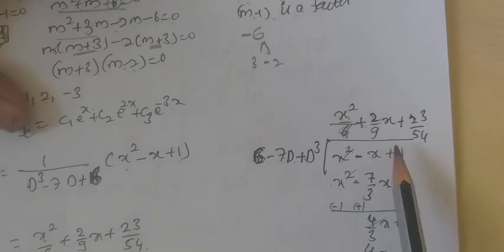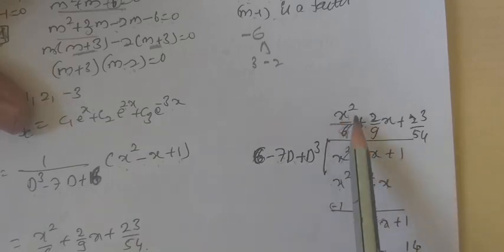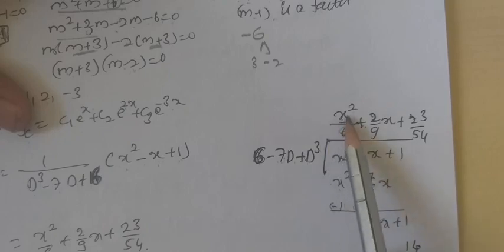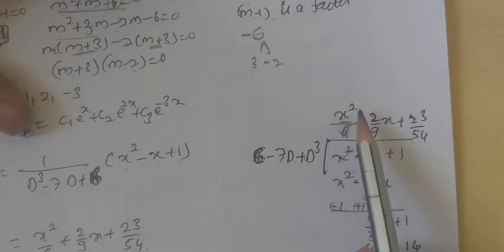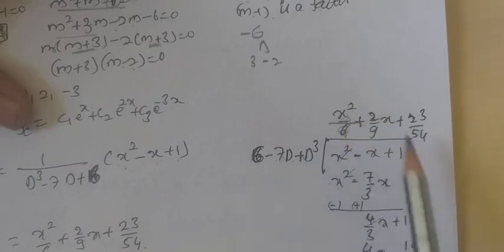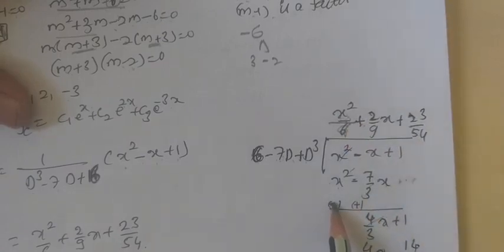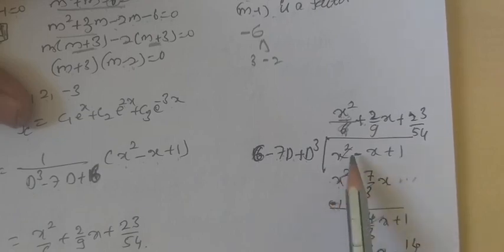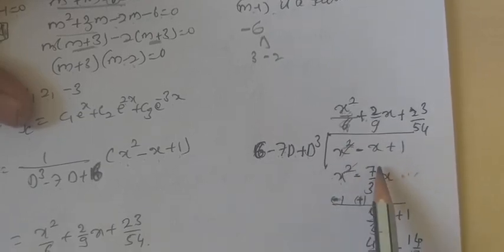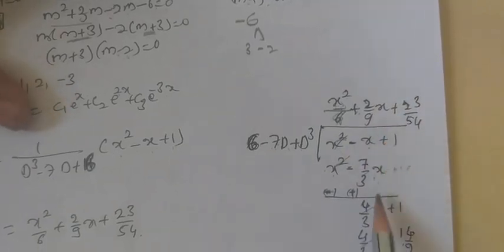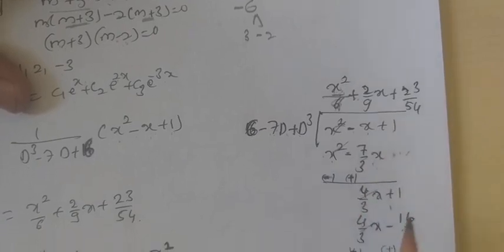plus into plus is a plus only. If you differentiate this 3 times, one time differentiation is 2x, second time differentiation is 2, third time differentiation becomes 0, so no need to write here. So now subtracting, this becomes minus, this becomes plus, so these two terms get cancelled. After simplification you will get minus 7x plus 7 by 3x, that is minus 14 by 3x, plus 1 minus 7 by 3x becomes minus 4 by 3x. Then this plus 1 you have to keep as it is.